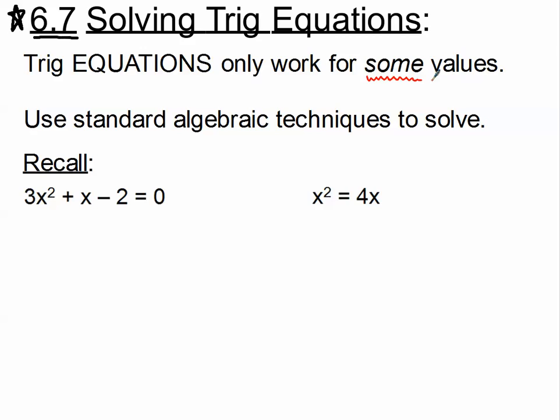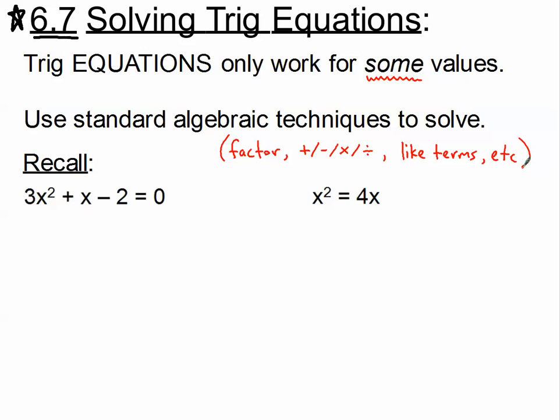Unlike the identities where we were restricted to working only on one side, we can use whatever algebraic techniques we have to solve. We can deal with both sides. We can factor, which is what we're going to be looking at in these first two examples. We can add, subtract, multiply, divide by whatever we want to both sides. We can gather our like terms together. All of the techniques that we've been using to solve equations in algebra, we can use with our trig equations as well.